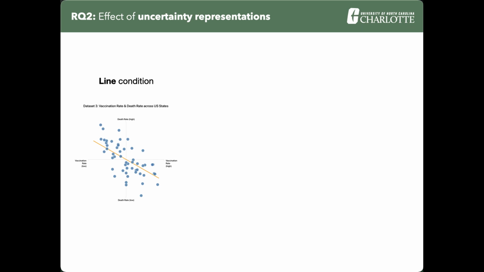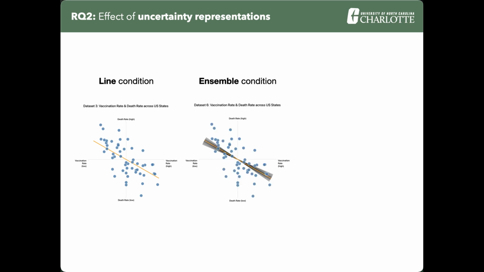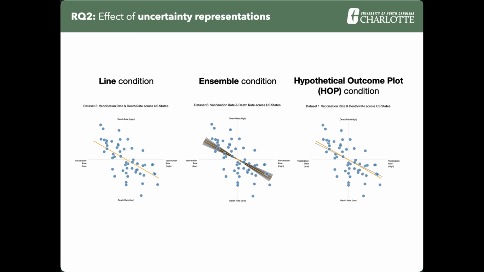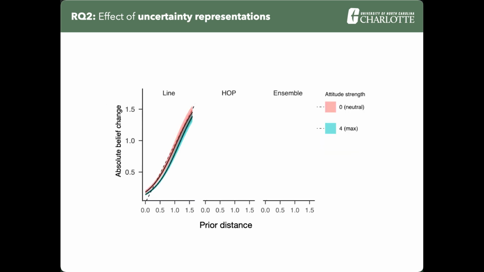So in our task, there was also a between subjects manipulation with 3 visualization conditions. The first was the line condition, where the scatter plots were accompanied just by a correlation line. So here there's no representation of uncertainty. Then there were 2 additional conditions with visual uncertainty representations. First, the ensemble condition, where the uncertainty region showed different relationships drawn from the 95% confidence interval. And then a hypothetical outcome plot, or HOP condition, where those same draws from the 95% confidence interval were presented in an animated display.